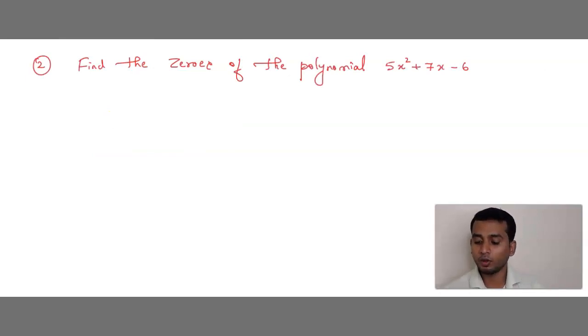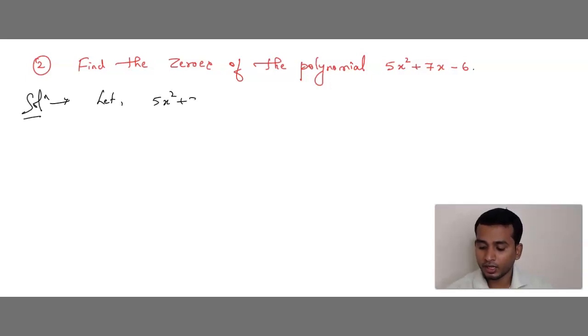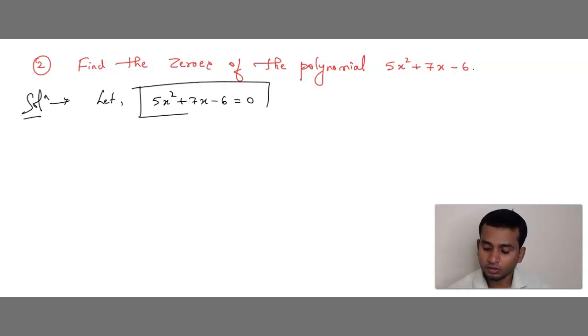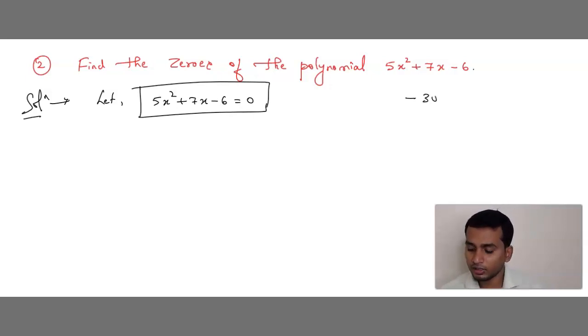See children, one more problem we solve here. Find the zeros of the polynomial 5x square plus 7x minus 6. Okay. Solution. What we should do? First we assume let 5x square plus 7x minus 6 is equals to 0. Next multiply first term with last term, that is plus into minus is minus. 5 6s are 30x square. In which tables do we get 30 as the answer? 10 3s are 30. Here also x, here also x.